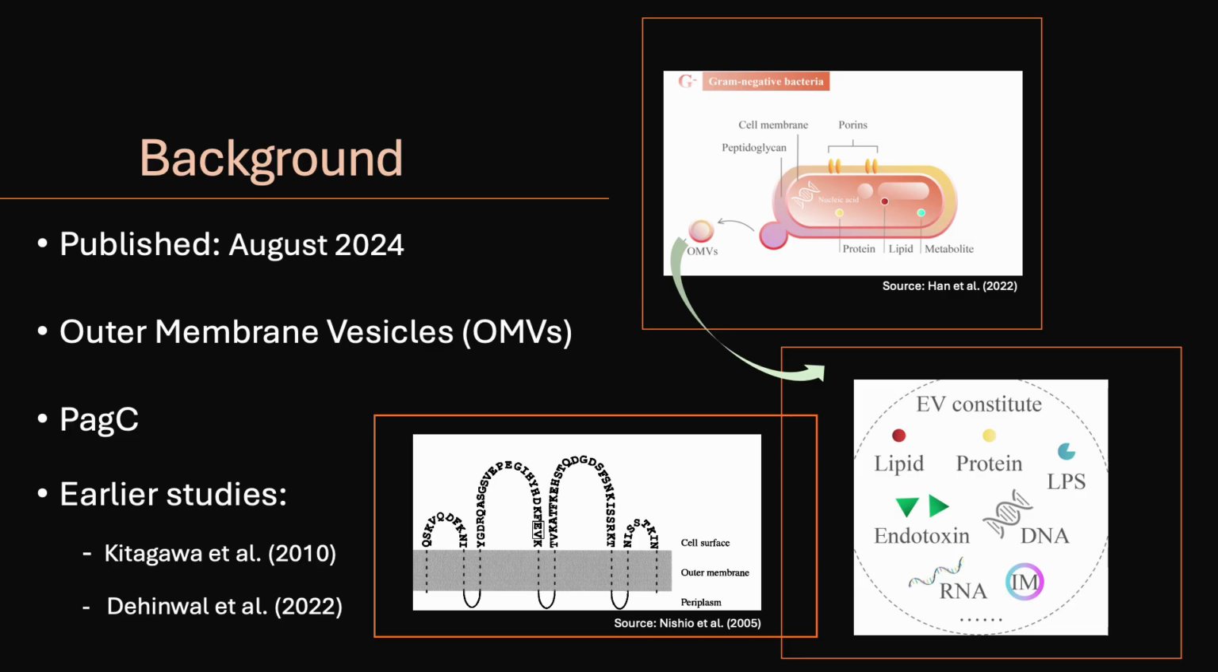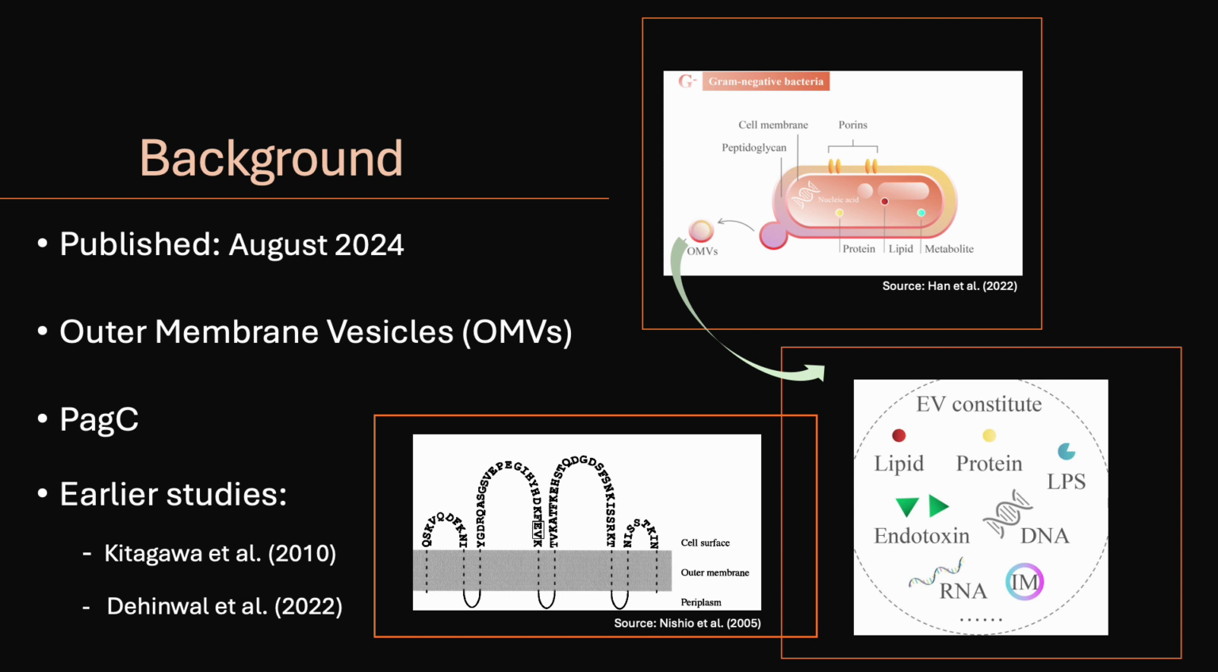This study was published in August 2024 and was a collaborative effort between 7 researchers from different states in the US. The focus of the study is how outer membrane vesicles in gram-negative bacteria are activated.